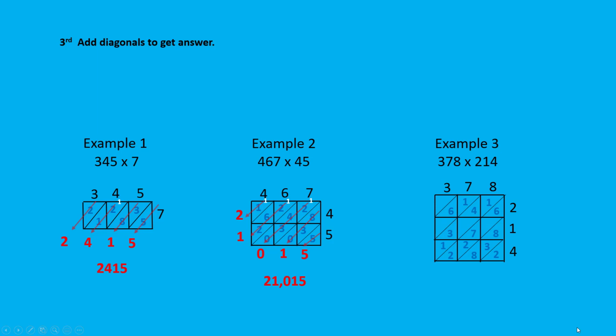Example 3, you would add the diagonals. It's 2. This would be 19, regroup 1. This would be 18, regroup 1. 10, regroup 1. And we get 8. So this answer is 80,892. Okay. This is the process of lattice multiplication. Some students enjoy it, some students dislike it. It's one thing to remember, not everyone thinks the same, and not every problem needs to be worked using the same strategy.